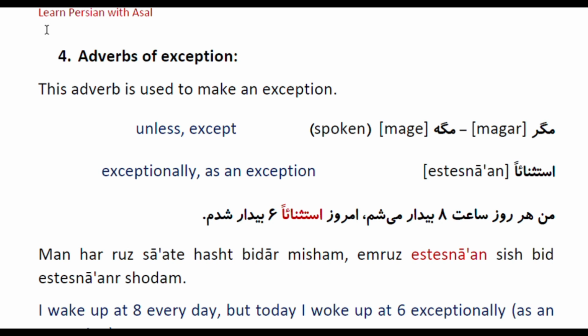Adverbs of exception. This adverb is used to make an exception. مگر, and the spoken pronunciation مگه. And remember that we had this adverb in adverbs of interrogative, but when مگر comes in an interrogative sentence, so مگر will be the adverb of interrogative. And when it comes in a declarative sentence, so مگر is the adverb of exception.